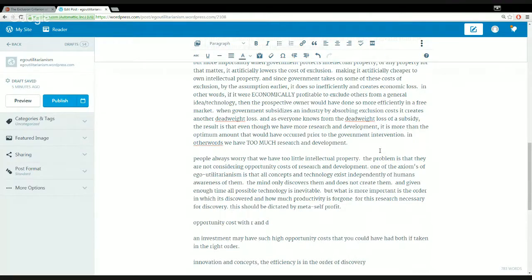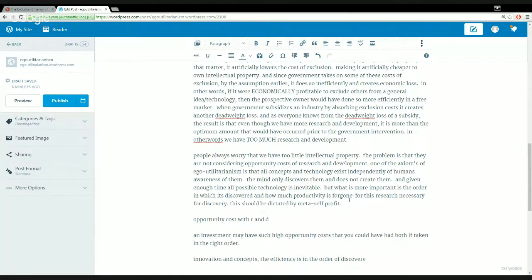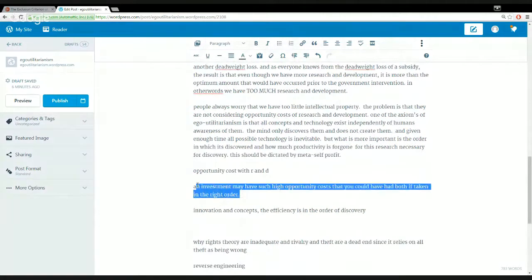The problem is, in today's society, government spends most of its money not through tax revenue, but through borrowing. And now people have lost sight of it, they think they're getting more than they pay for. And actually we are, because other countries, it's not a closed system. Other countries are, but that's beside the point. So anyways, an investment may have such high opportunity costs, capital investment, capital outlay, that you could have had both if taken in the right order.